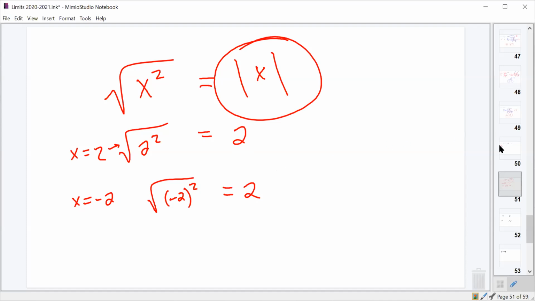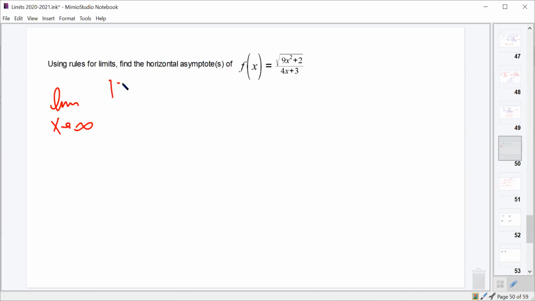Yeah. All right. So what we're going to say is this is effectively the absolute value of 3x over 4x. Everybody okay with that or no? Hopefully so. Okay. So if x is going towards infinity, what can you tell me about the absolute value of 3x? Or what can you tell me about 3x? 3x is a positive number, right? Agreed? If x is going to infinity, 3x is positive? Yep, because x is just a large positive number, and 3 times that is still positive.